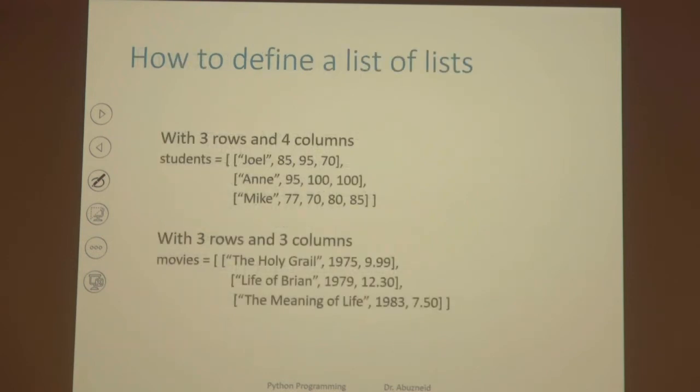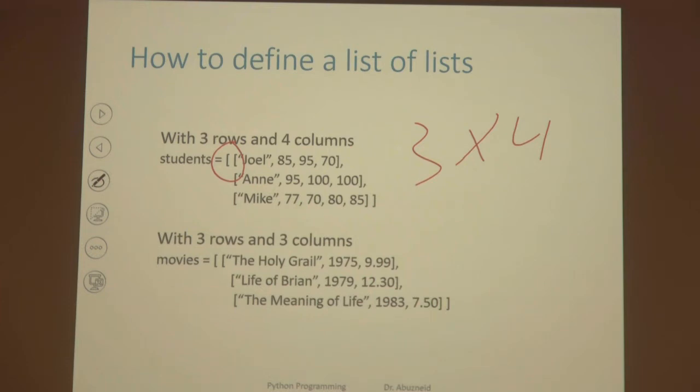Anyways, so how to define a list of lists? That's serious, right? As you look in here, there are two square brackets, and you have a list of lists. So how many lists do we have in here? Three lists, right? So you have three lists, and each list has four components, all right? So it's kind of like 3x4. A matrix, if you want to call it a matrix, it's not really a matrix. It's like you have three lists.